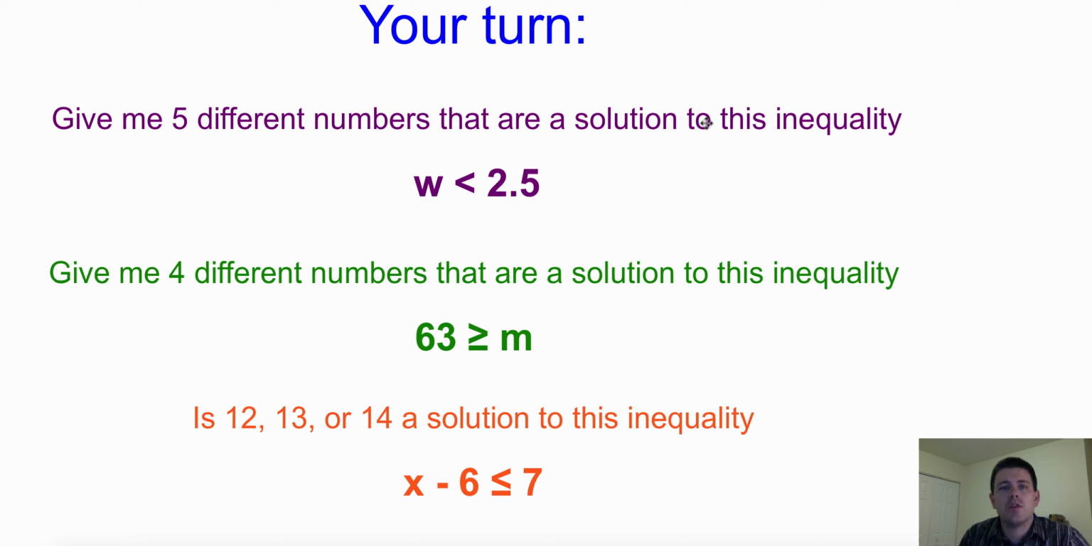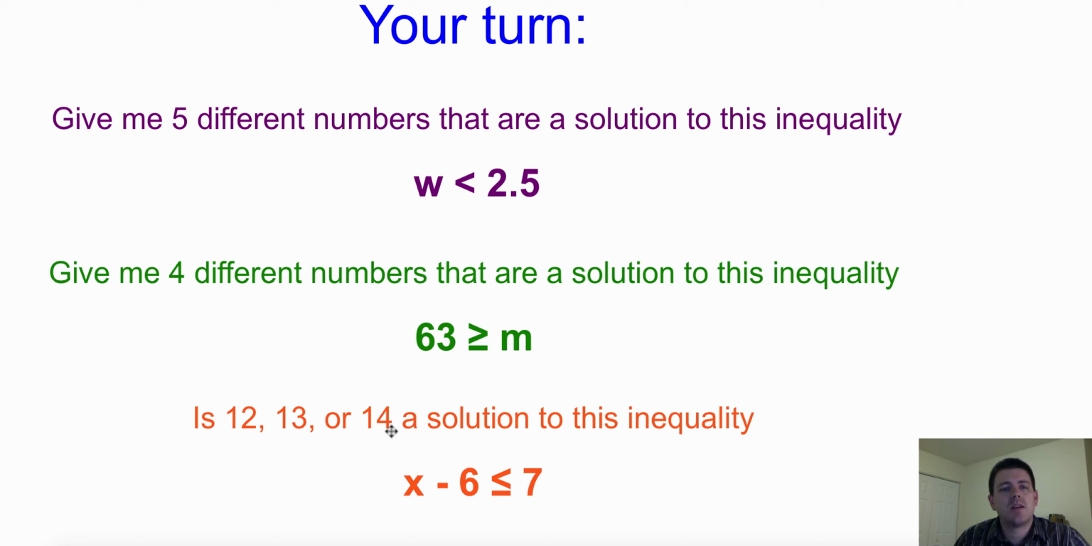For this first one here, it says, give me 5 different numbers that are a solution to this inequality. W is less than 2.5. So give me 5 different numbers that are less than 2.5. Then I want you to do this one here. Give me 4 different numbers that are a solution to this inequality. And I want you to read this one to yourself. Think about, am I looking for numbers bigger than 63 or smaller than 63?